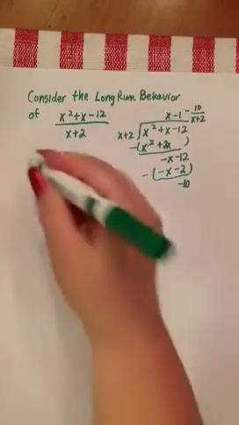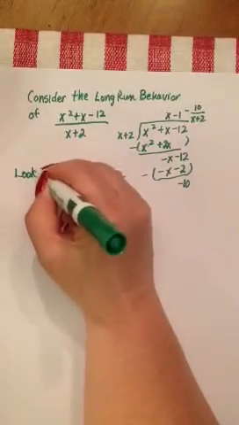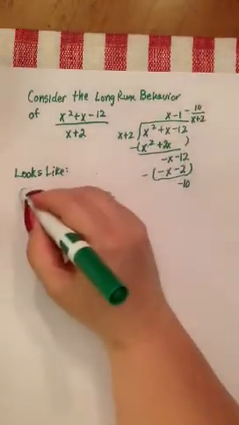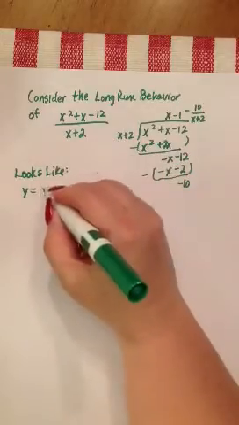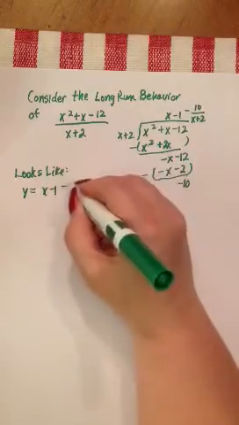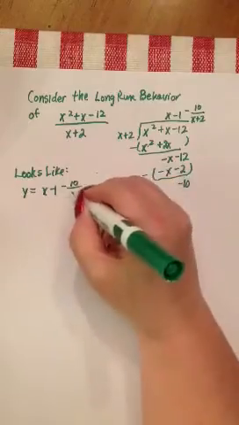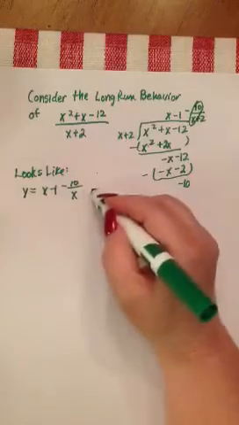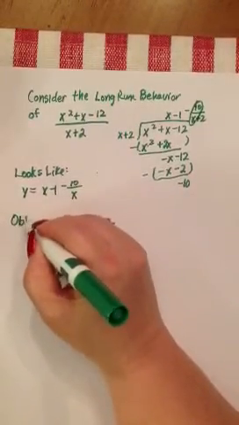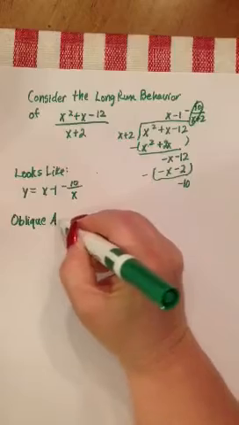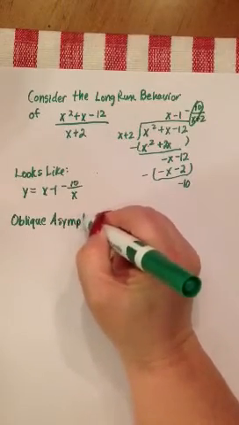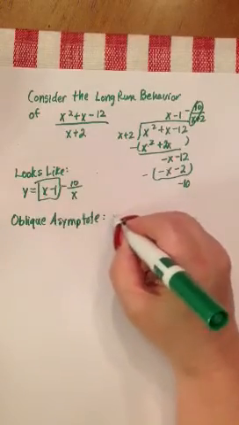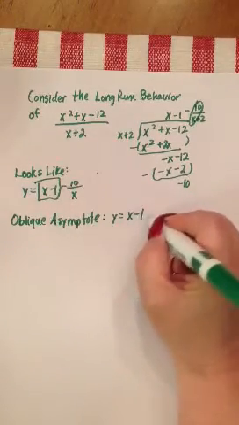All right? Because they're going to ask you then, what does it look like? Well, it's going to look like y equals x minus 1 minus 10 over x. Remember we take a ratio of leading terms? So there it is. It has an oblique asymptote. It's called oblique if it's not just horizontal. The reason I know it's not horizontal is because it's y equals x minus 1. It has an oblique asymptote at y equals x minus 1.